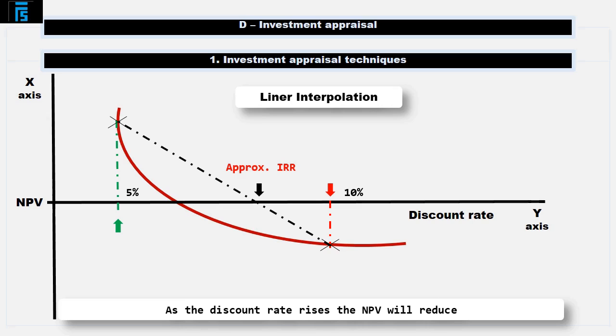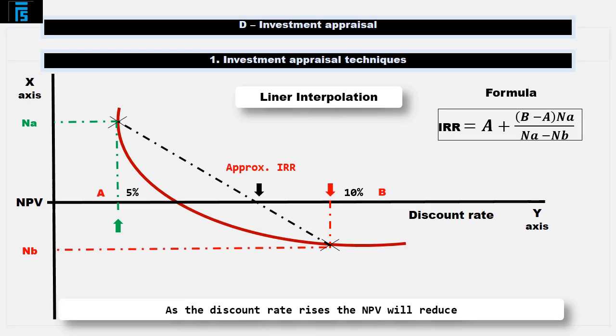Let's label the graph first. A is always the lower percentage. B is the higher percentage. NA is the NPV at A%, and NB is the NPV at B%. And combine them together in this formula. You have to learn this formula for the exam. It's not given to you on the formula sheet. However, it may help you to remember it if you do the following. Starting with the A and read across, the formula spells out a banana NB.